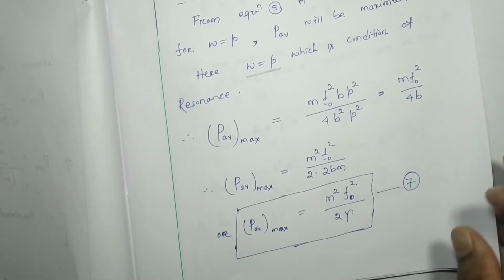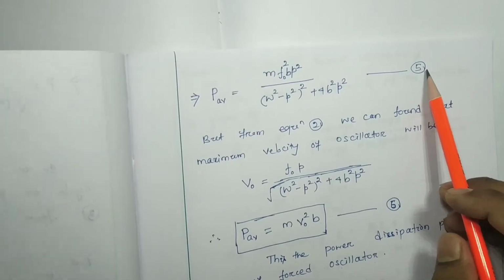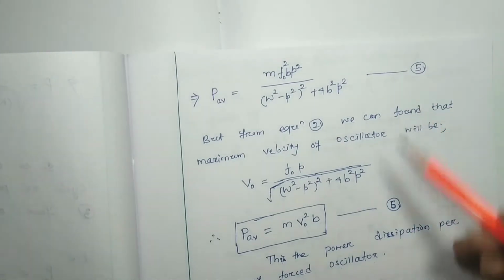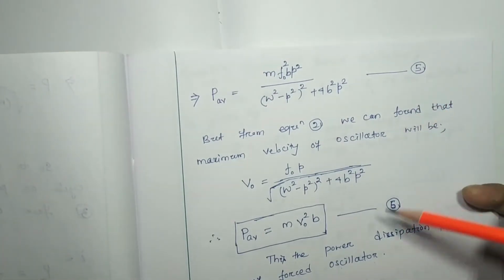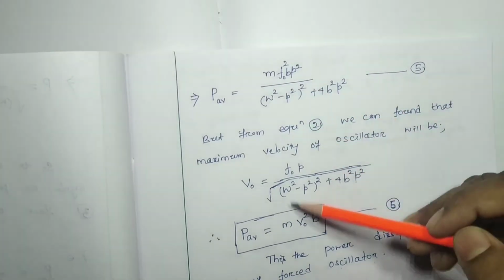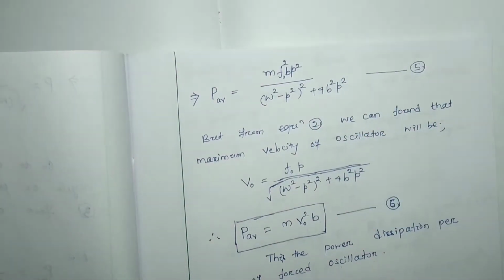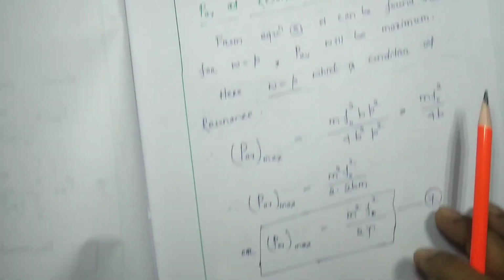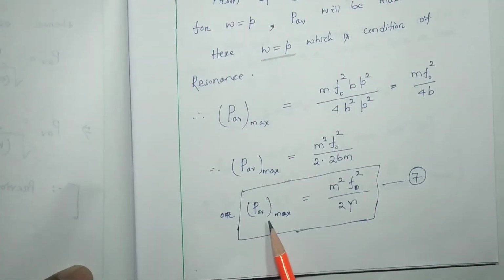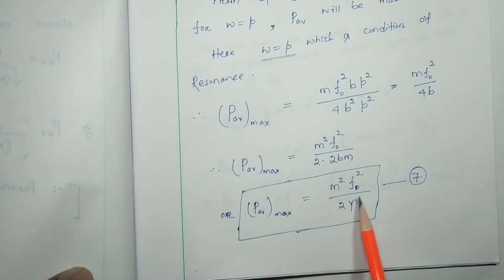Okay, equations number 5 and 6 represent the average power dissipation in different forms. You can remember it in this way or in this way, and at resonance condition we found that the power dissipation is maximum.